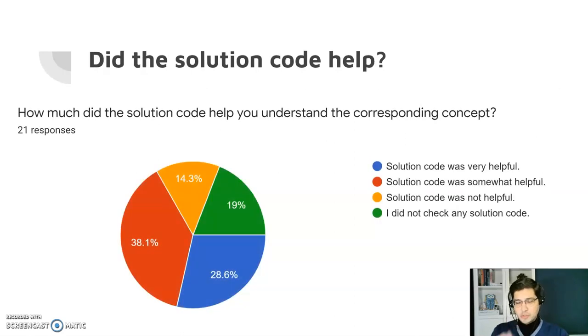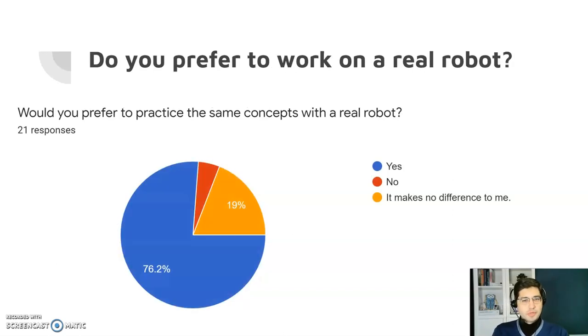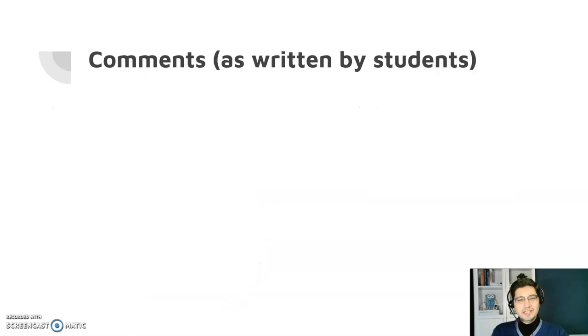Well, there is also solution code for some of the labs, and some students actually found it helpful, some didn't. And most of them found the activities of the labs actually useful to learn the concepts discussed in the lectures. So we are glad with that. And very surprising, 76% of the students said that they would prefer to work with real robots. I was expecting it to be kind of 100%, but apparently some students don't actually care.